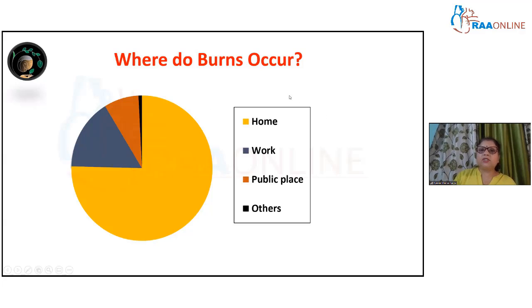So where do the burns commonly occur? Sad to say that most of the time it is in the home. Sometimes in the workplace, like electrical accidents. Sometimes when there is a public gathering going on and they have not taken enough measures for fire safety, you can have a burn accident. And then the other reasons, maybe chemicals, etc., are quite rare causes of burns. So most commonly burns occur in the home.